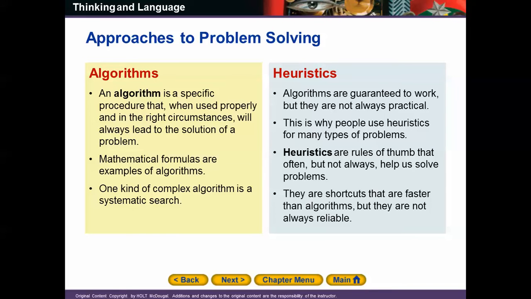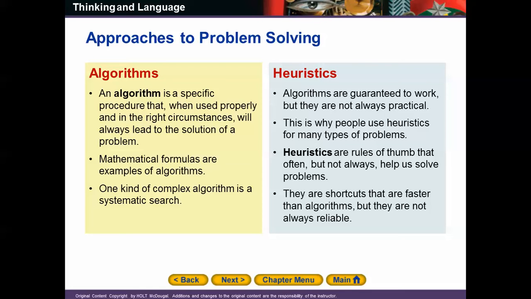An algorithm is a specific procedure that, when used properly and in the right circumstance, will always lead to the solution of a problem. Formulas are examples of algorithms. Many algorithms are more complex and time-consuming than simple formulas. One complex algorithm is called a systematic search. In a systematic search, each possible solution to a problem is tried and tested according to a set of rules.